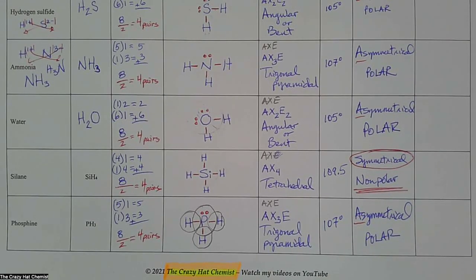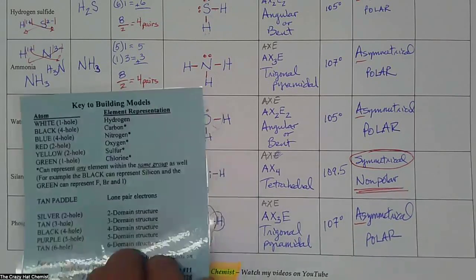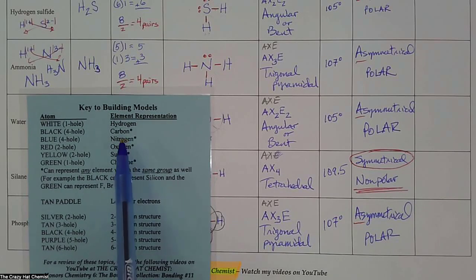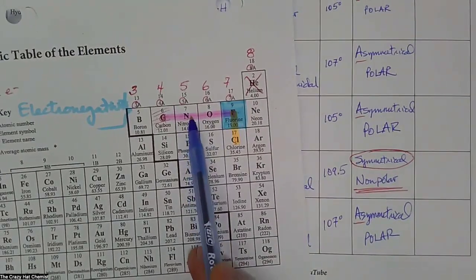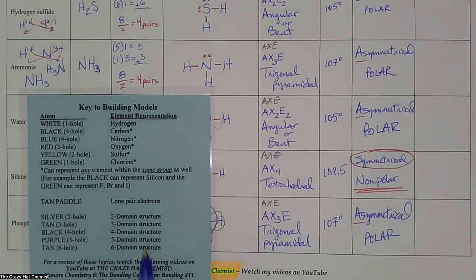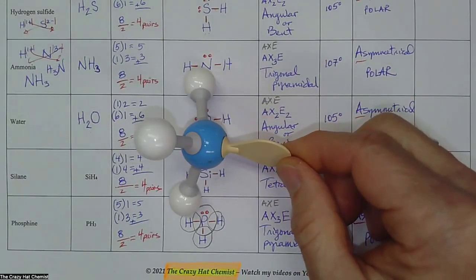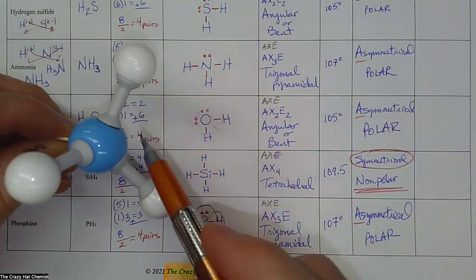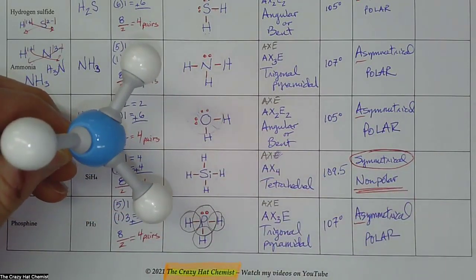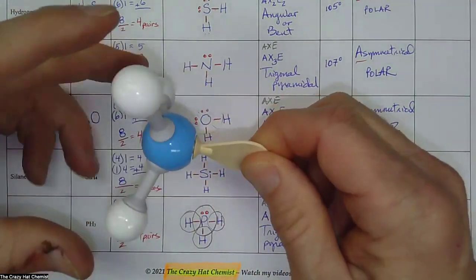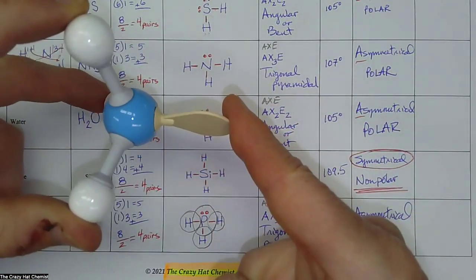Okay. So we're going to make the model, and just like before, if we look at our key, we are looking at this 4-hole nitrogen here, and nitrogen and phosphorus are in the same column, so I'm going to use the same model for the nitrogen and for the phosphorus. That's why we have the blue one, which is a nitrogen, but it also represents the phosphorus, because it's in the same column on the periodic table. All right, so the bond angles here are 107. These are 107, 107, 107. And this tan thing represents that lone pair of electrons, and that is most certainly asymmetrical. If I touch these things, I'm touching different things, and that is asymmetrical.